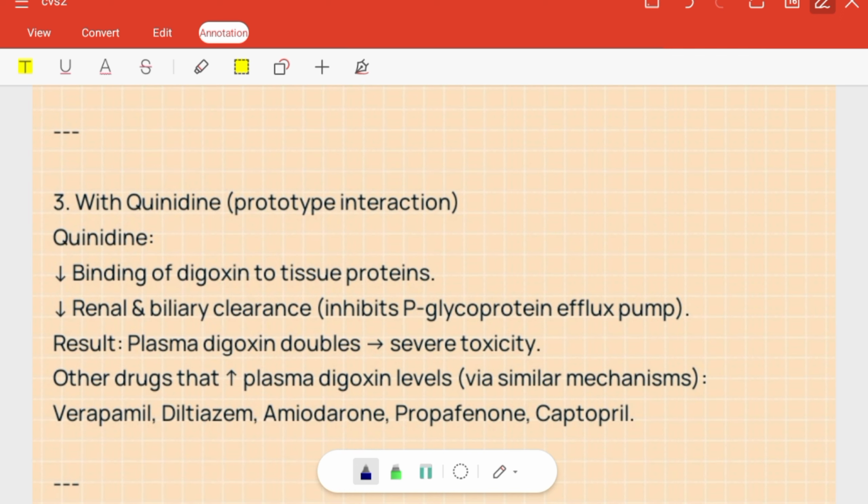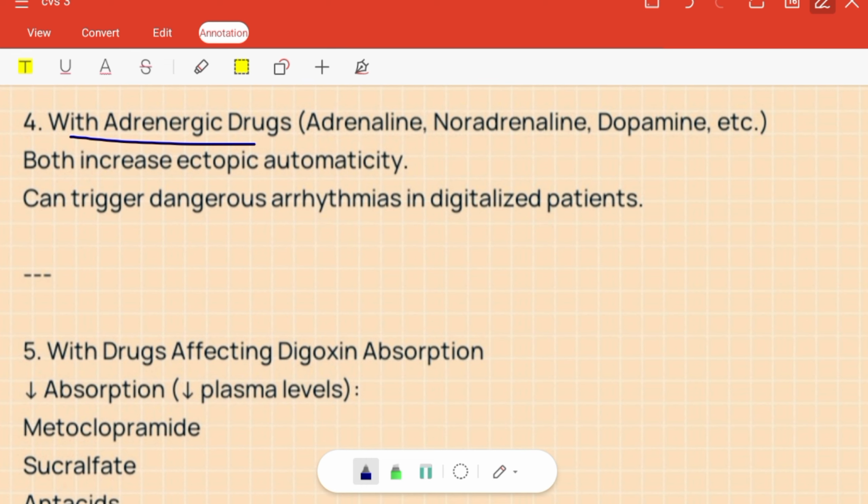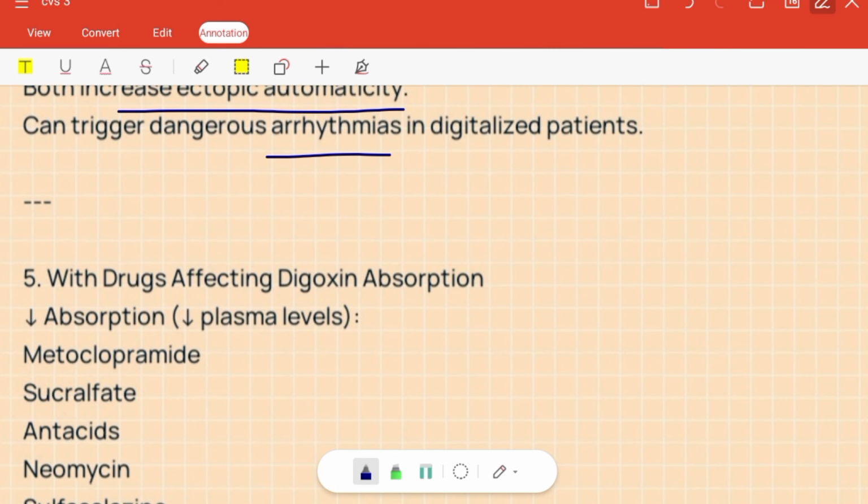Okay. Next is with the quinidines. The quinidines decrease the binding of digoxin to the tissue proteins, and decrease the renal and biliary clearance by inhibiting the P-glycoprotein efflux pump. So it causes toxicity. Next is with the adrenergic drugs, because they increase ectopic automaticity, which is the abnormal signals from parts of the myocardial cells other than the sinus node. It can trigger arrhythmias.